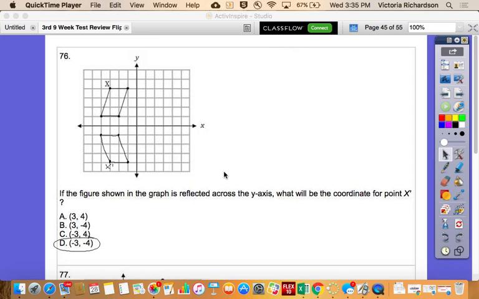Today we're going to finish up our study guide. So we're going to start with number 76. It says if the figure shown in the graph is reflected across the y-axis. So my figure started here and I reflected it across y, and we're looking specifically at the x-coordinate. So the x-coordinate goes from a negative positive to a negative negative. So your answer would be -3, -4.